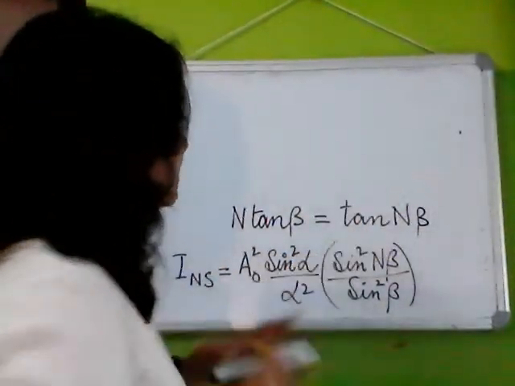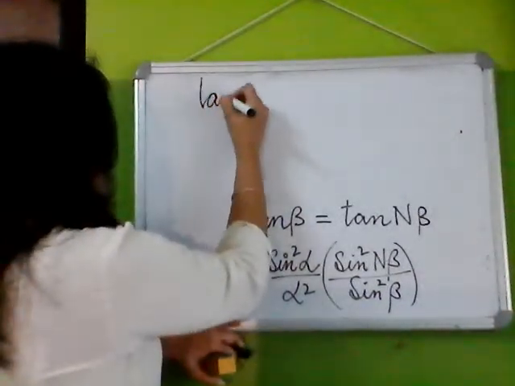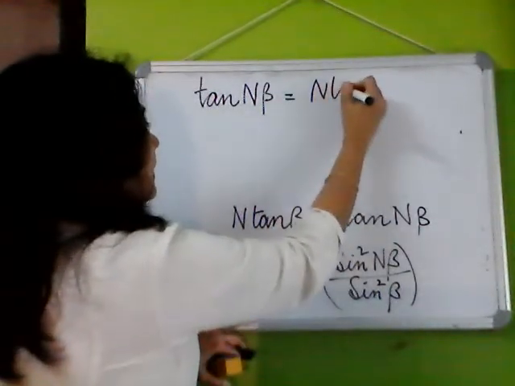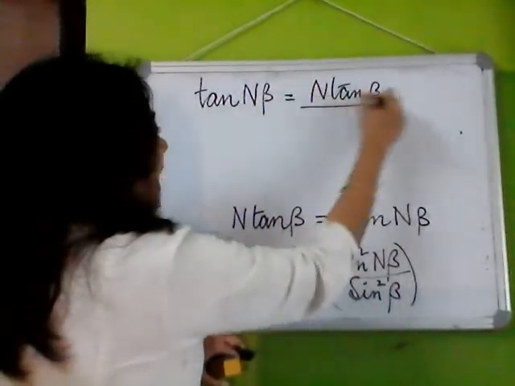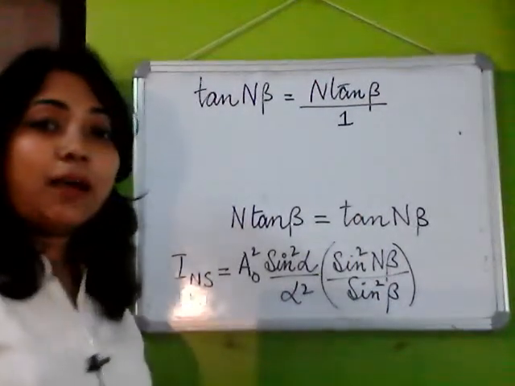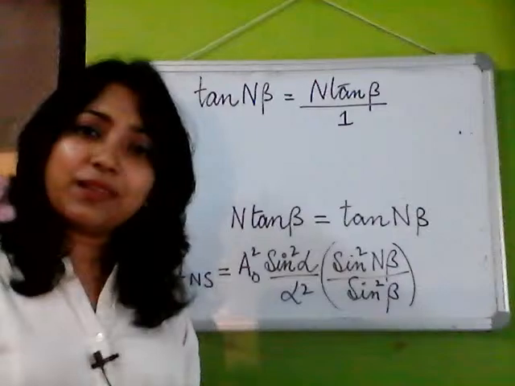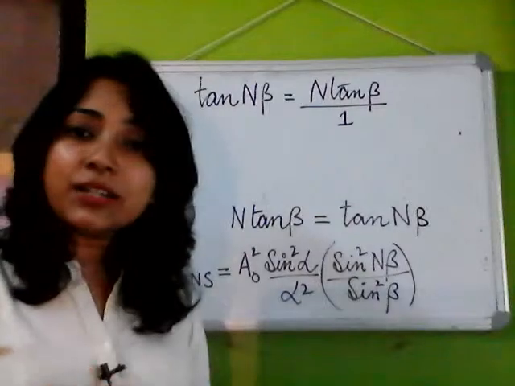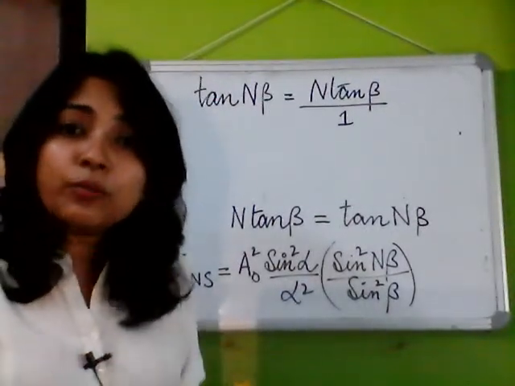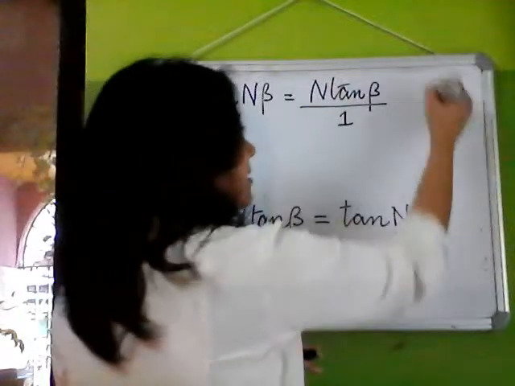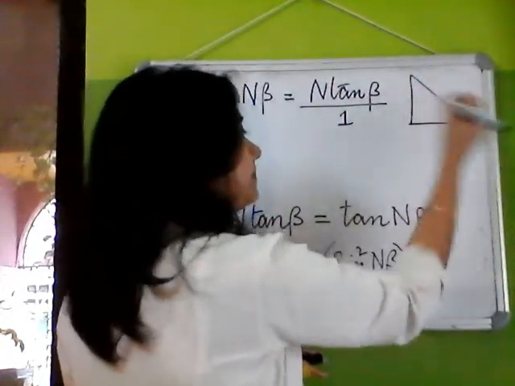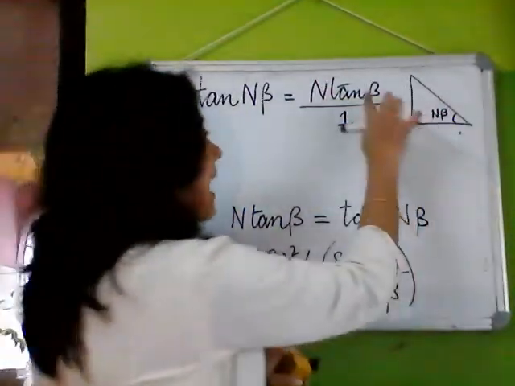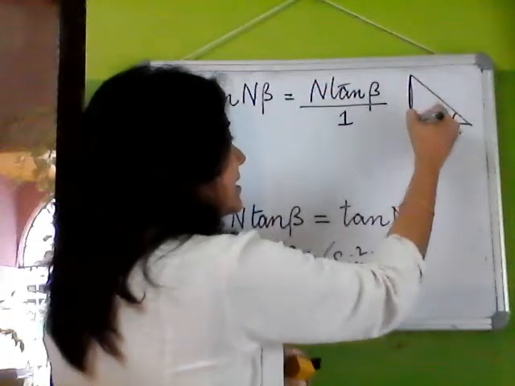Now look into this equation. Tan n beta, tan of some angle is given by n tan beta. What I am writing it as is n tan beta by 1. Why did I take this particular step? Why did I write this by 1? See, remember, what is the value of tan theta? What do you mean by tan theta? Tan theta means that suppose there is a right angled triangle. If this angle is n beta, I hope you can see, yes. If this angle is n beta, what is this?